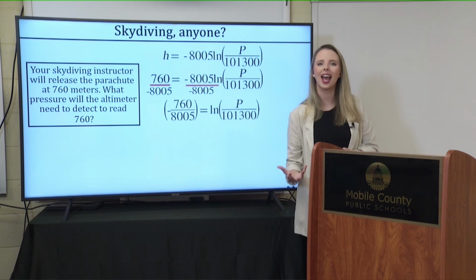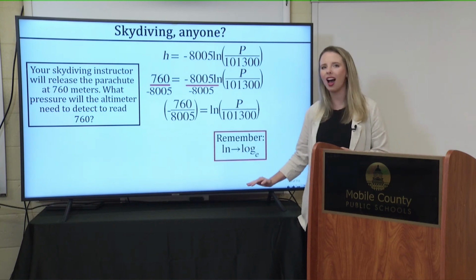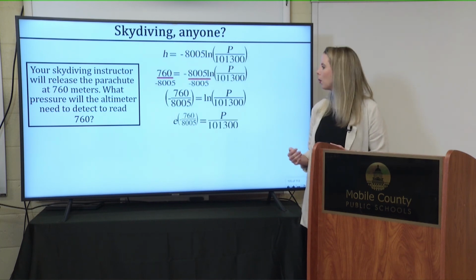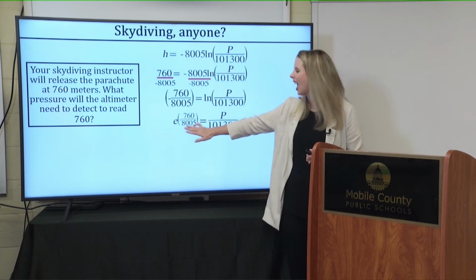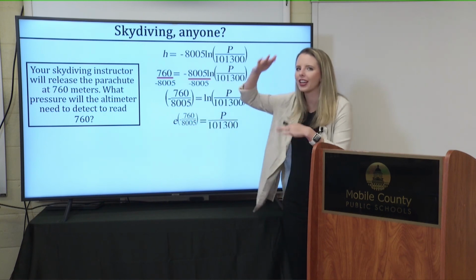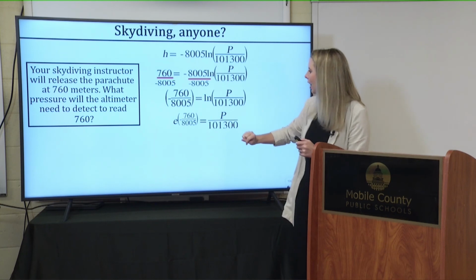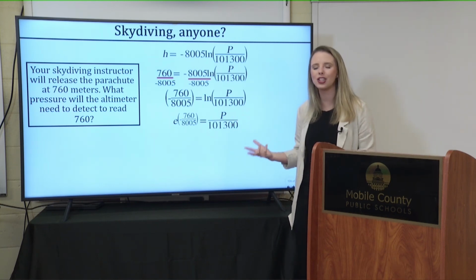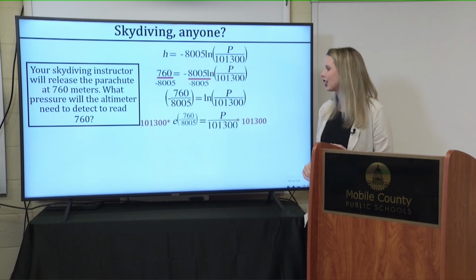So what do I need to do next? I need to convert. Remember, natural log is the same thing as log base e. So when we convert that, our base was e, so our base here is e. I know that this fraction right here does not look like an exponent, but I promise it is. The fraction is just so tall, it doesn't look like it, but it is, okay? Now remember, our goal is still to isolate p. So how are we going to do that? Multiply both sides by 101,300.